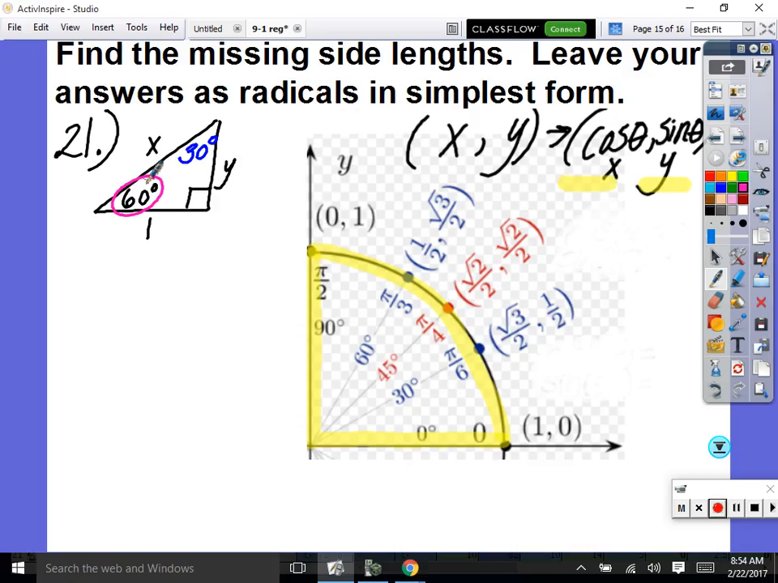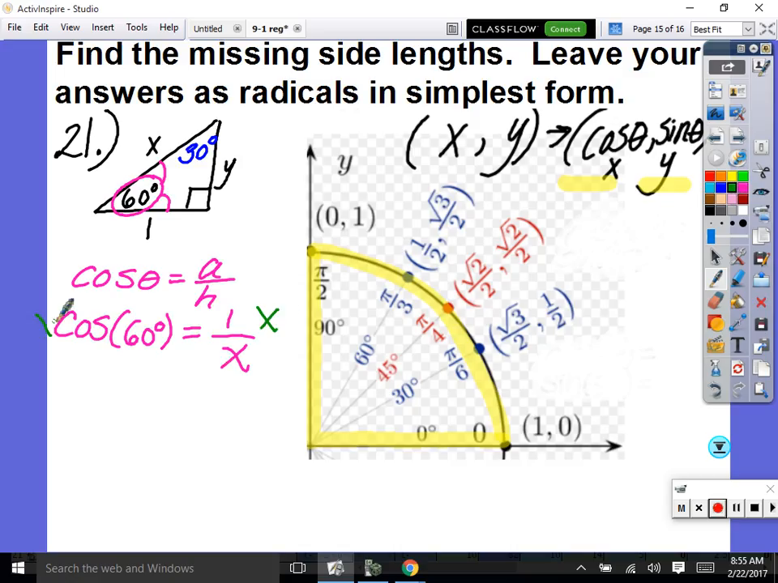Now, I'm going to set up a trig ratio. Let's do our hypotenuse first. So adjacent and hypotenuse uses which trig ratio? Cosine, correct? So we know that cosine of theta equals adjacent over hypotenuse. Now let's plug in everything we know. Cosine of 60 degrees equals adjacent, which is 1, over our hypotenuse, which is x. And now it looks no different than what we just did. Solve for x. So we would multiply both sides by x. So now we would have x cosine of 60 degrees equals 1.